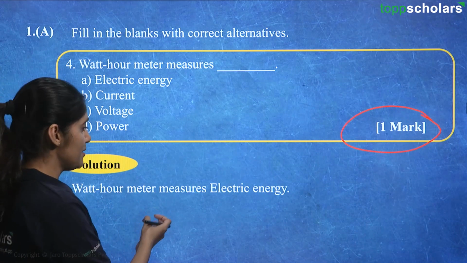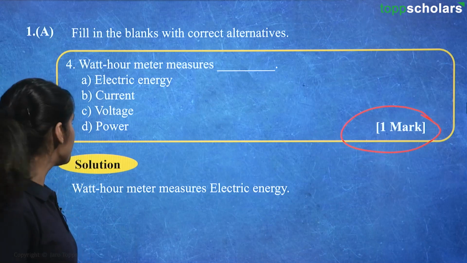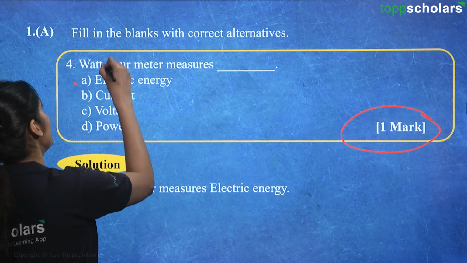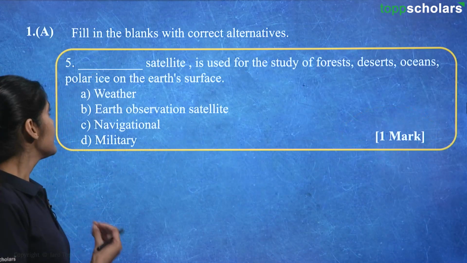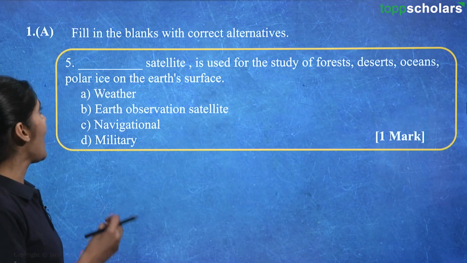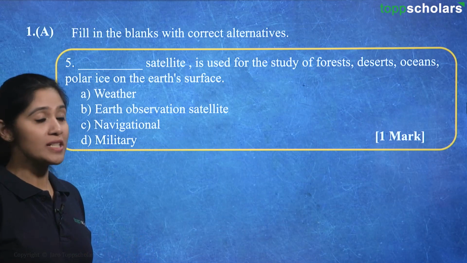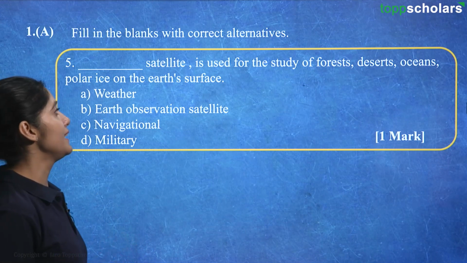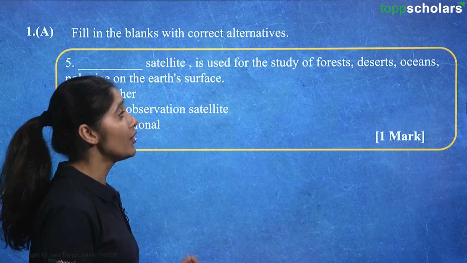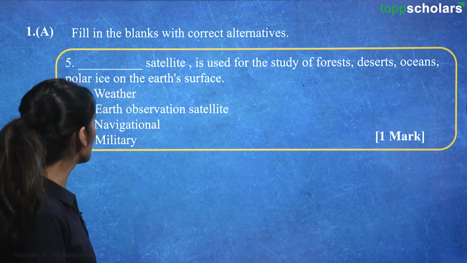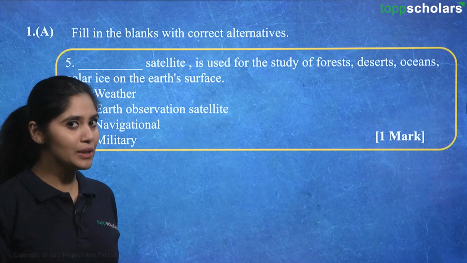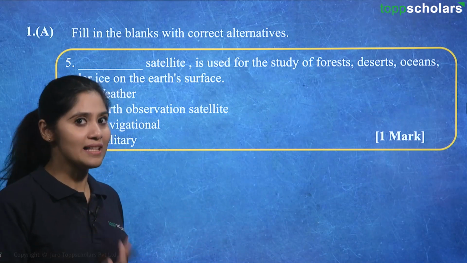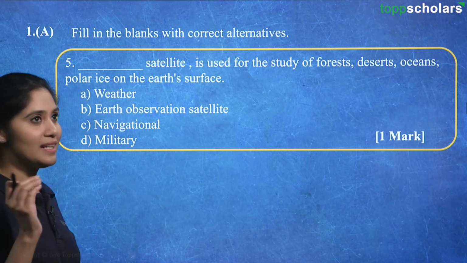A watt-hour meter measures electric energy. So, the correct answer is A, electric energy. This is a 1 mark question. You have to fill in the blanks with correct alternatives. Dash satellite is used for the study of forests, deserts, oceans, polar ice on the Earth's surface. It is a very simple question. The question's answer lies within the question itself.